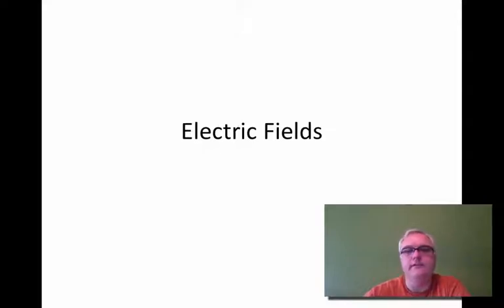Okay, electric fields. The idea of a field was first introduced by the physicist Michael Faraday, and he defined a field as a region of influence. Now, there are lots of different types of fields: gravitational fields, electric fields, magnetic fields, a field of light, anything that has a region of influence. So, for example, a light bulb will have a field of light.